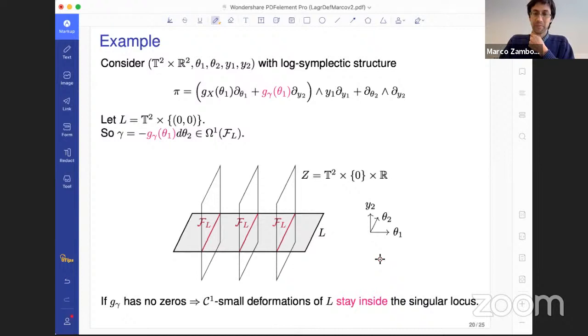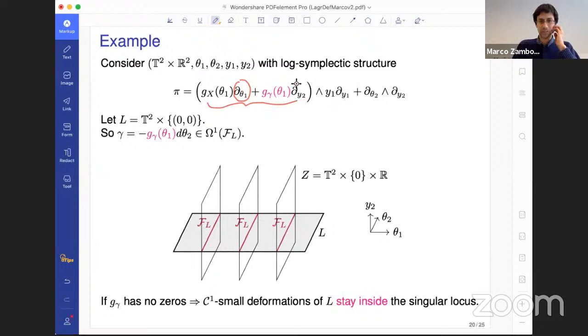Well, I will not try to explain all the details. I'm sorry that there is so much to read. I'll try to explain a few things. First of all, the log-symplectic manifold I'm looking at is T² × R². The log-symplectic structure is almost the standard one, the one of the local model. I would be in the local model case if here I had only ∂/∂θ1.